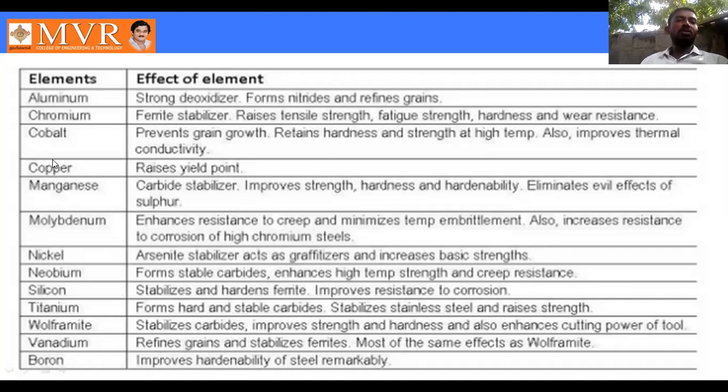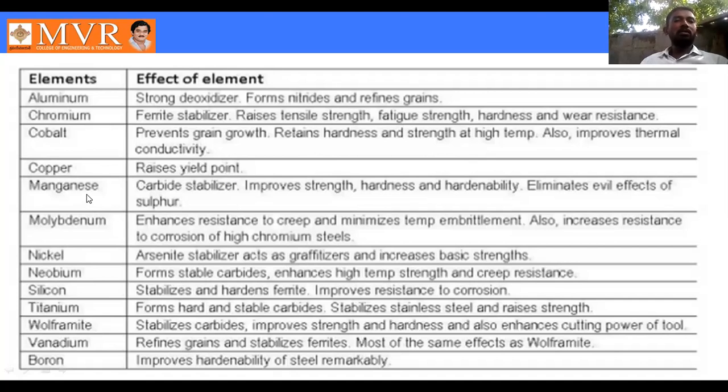Next, we can use cobalt. After that we can see the effect of cobalt: it prevents grain growth and retains hardness and strength at high temperature. It also improves the thermal conductivity by using the element copper. The effect of copper is that it rises the yield point.